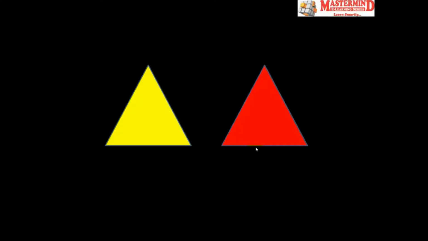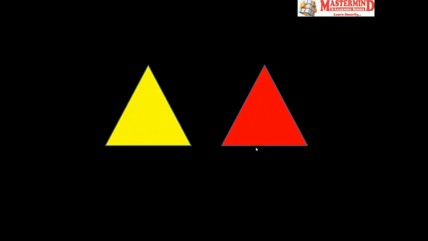Now, look at these two triangles. If you observe them, they are identical. If you try to superimpose one triangle over the other, they will exactly superimpose. So you saw that the orange triangle exactly superimposed the yellow one. So these triangles are said to be congruent. Now these triangles are congruent, that means they have equal sides and equal angles. So all the sides and all the angles of these triangles are equal.